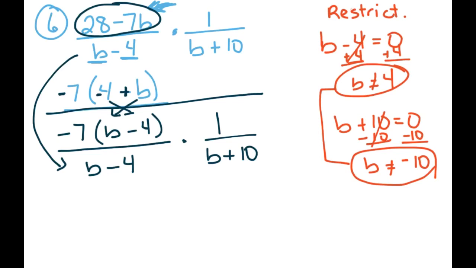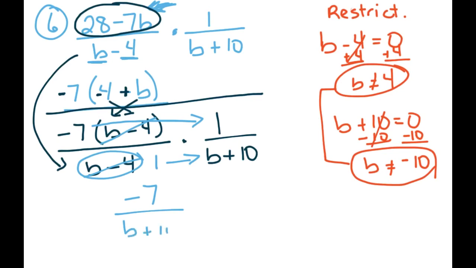Alright, so here I am looking at my problem, and I notice that I've got a b minus 4 here and a b minus 4 there. That's all I see in common, so I'm going to multiply negative 7 times 1 to give me a negative 7. And this is an understood 1 here, so 1 times b plus 10 is b plus 10. So here's my answer, and there are my restrictions. This should be enough to get us started on multiplication, and the next video will be the division.